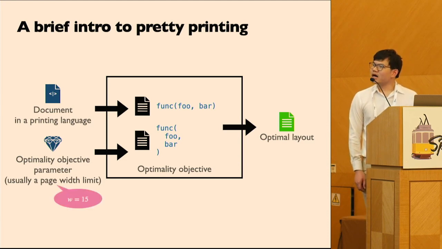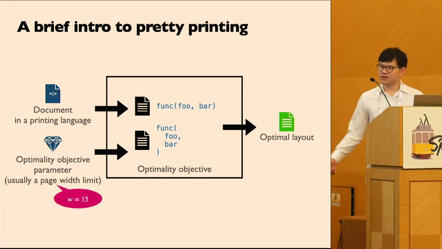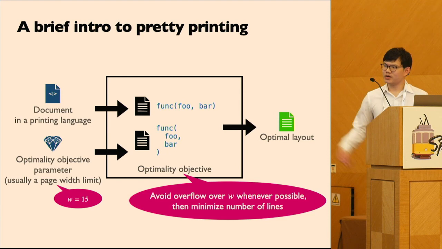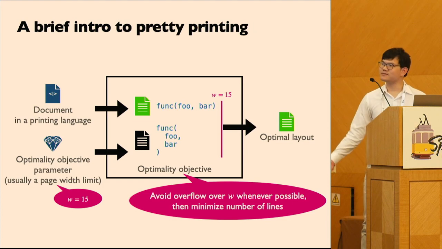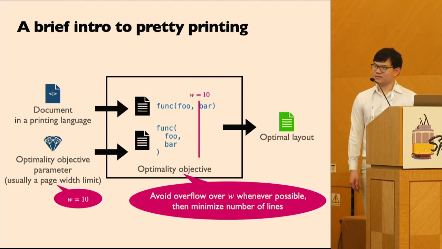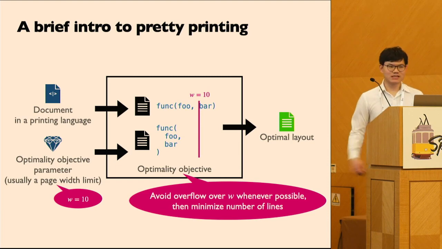So let's say the page width limit is 15, with the optimality objective of trying to avoid overflow over the page width limit whenever possible, and then trying to minimize the number of lines. In this case, we can see that both layouts are under the page width limit. And so the one with the minimal number of lines, which is the first layout, would be the optimal one. But if I change the page width limit to 10, the first layout has an overflow, but the second layout does not. And so the second layout is the optimal one.